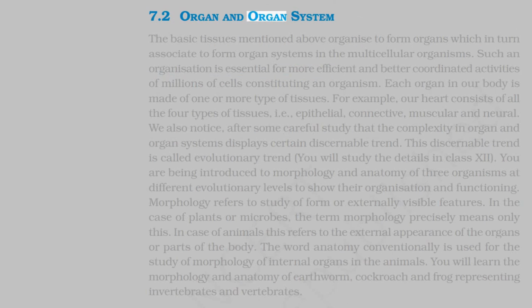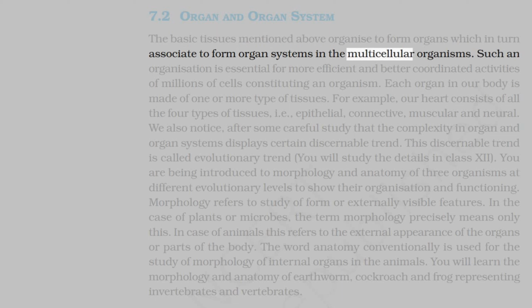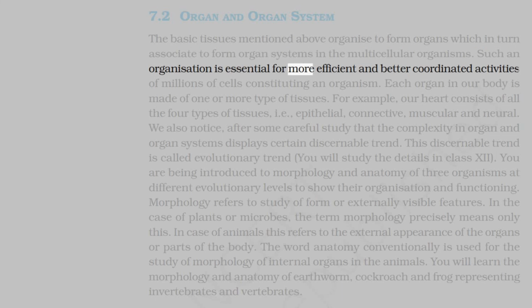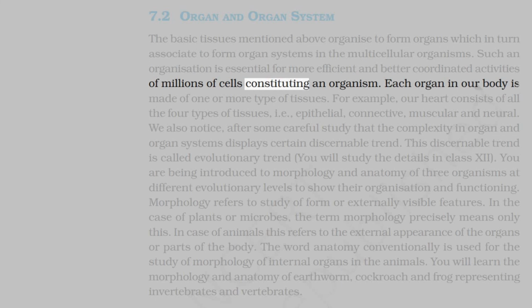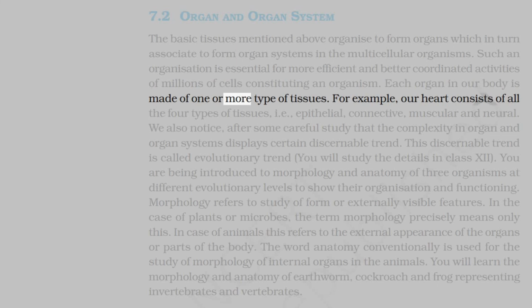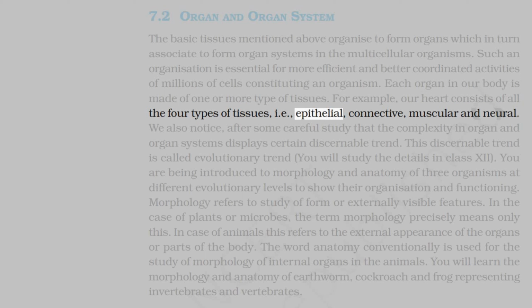7.2 Organ and organ system. The basic tissues mentioned above organize to form organs, which in turn associate to form organ systems in the multicellular organisms. Such an organization is essential for more efficient and better coordinated activities of millions of cells constituting an organism. Each organ in our body is made of one or more types of tissues. For example, our heart consists of all the 4 types of tissues, i.e., epithelial, connective, muscular and neural.